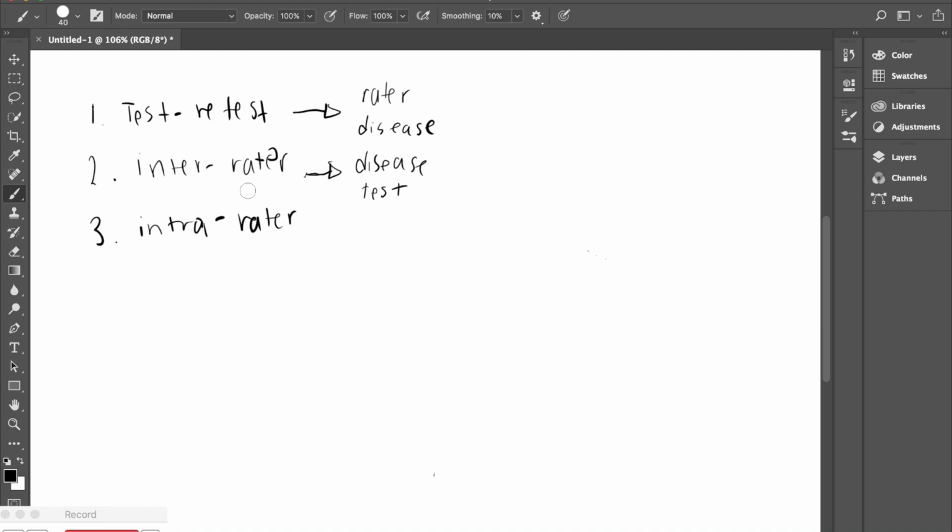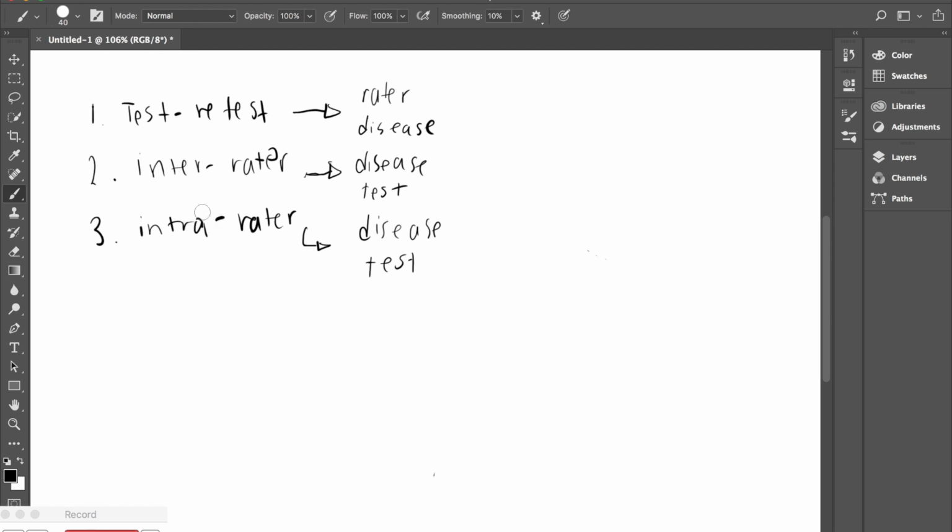consistent between different raters. And intra-rater reliability is very similar in the fact that the disease has to stay constant for the exact same reason, and the test is assumed constant. But this time we're saying that the error in reliability might be because the individual themselves varies. So intra-rater reliability is measuring the within client variability, whereas inter-rater reliability was measuring the between client variability.